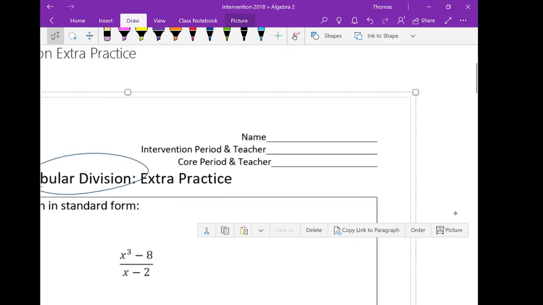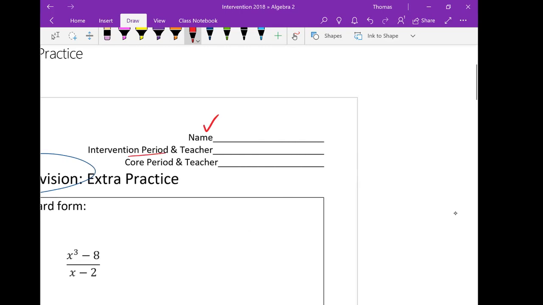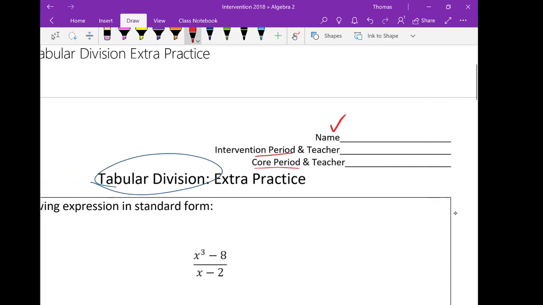So first, take a second, make sure you have your name on your paper, your intervention period and teacher, and then your core period and teacher. And core period, so if you have me, Mr. Waite, or Miss Gilbert, maybe you would say period 6, Mr. Waite, if you had me. But otherwise, fill in your appropriate teacher.